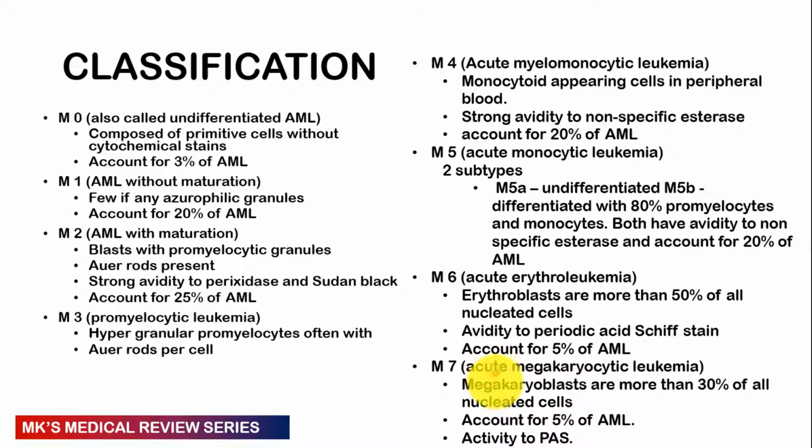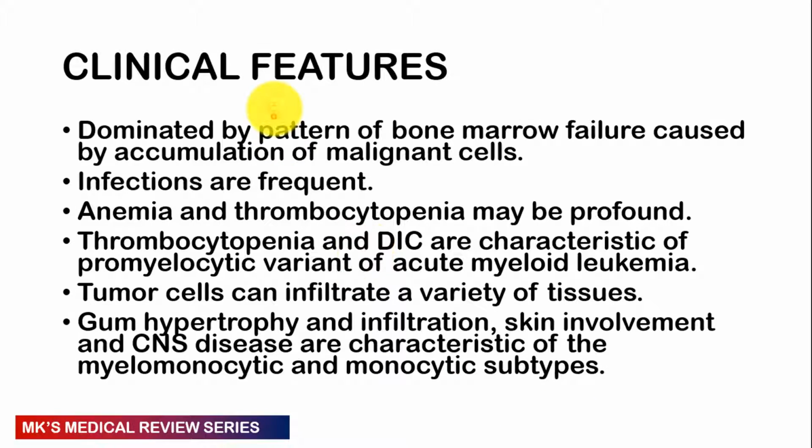Then of course M7, which is the acute megakaryocytic leukemia, where you have more megakaryoblasts, about 30% of all nucleated cells. And then, of course, these account for 5% of acute myeloid leukemias, and they have reactivity to periodic acid Schiff. So what are some of the clinical features?